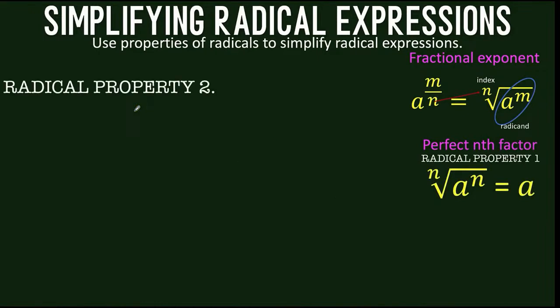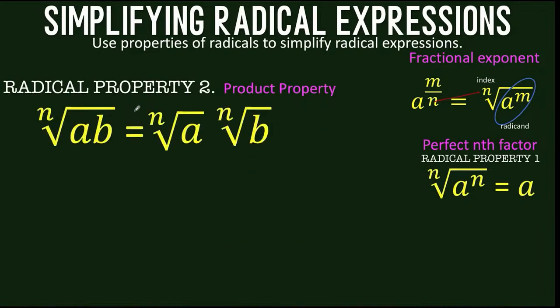The other property is called the product property of radicals. When we have the nth root of a times b, we can separate this as two radicals, the nth root of a times the nth root of b. And when we do multiplication of radicals, we are going to use the converse of this property because you will be given 2 or more radicals, and your task is to simplify that as 1 radical.